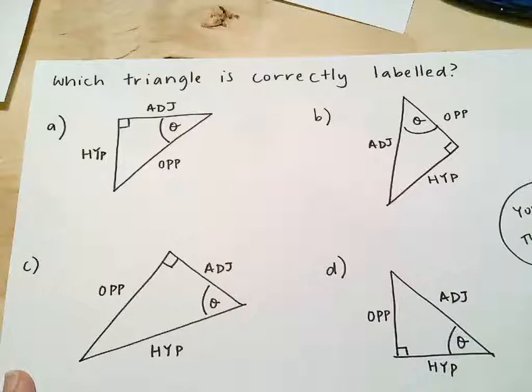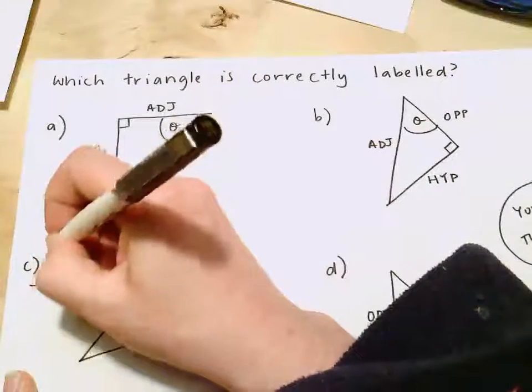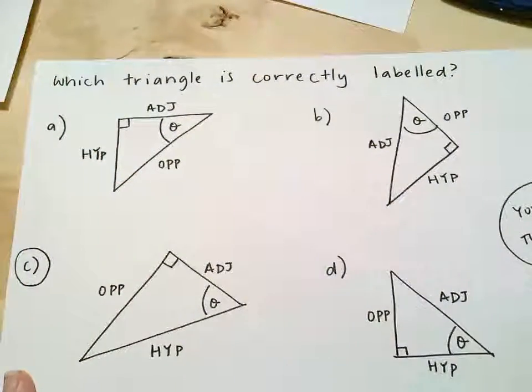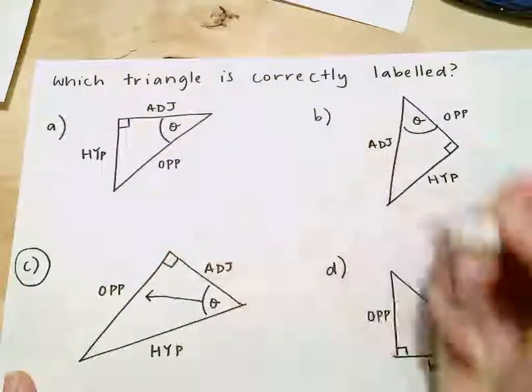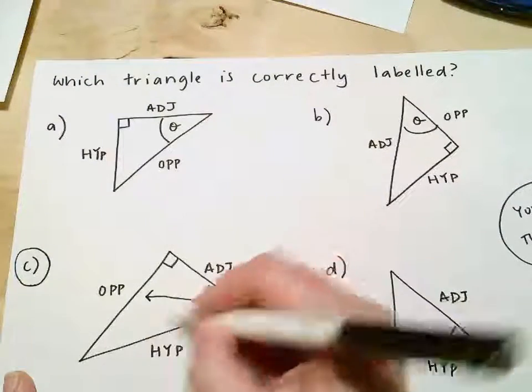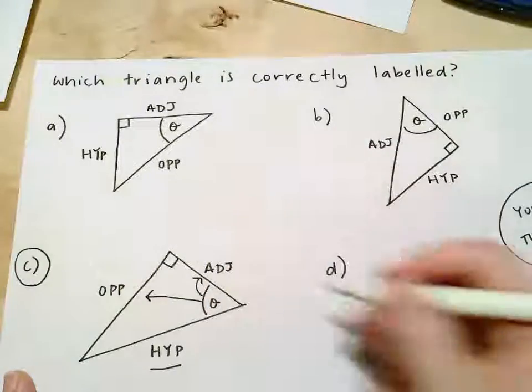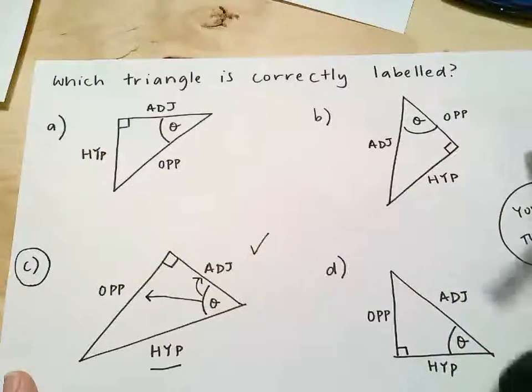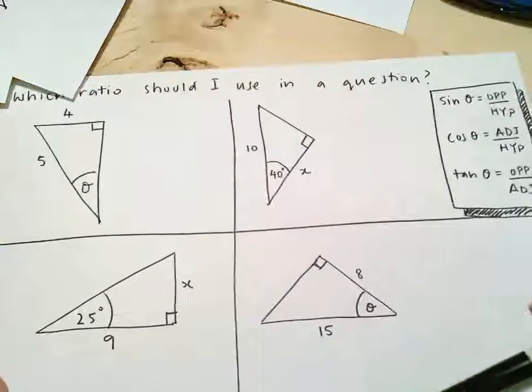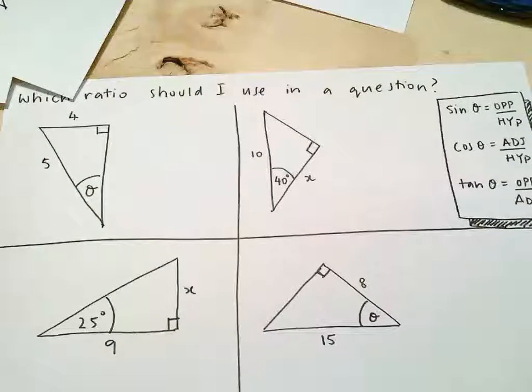Alright, hopefully you correctly identified that the correctly labelled triangle was triangle C, since this was opposite to the angle, this is my longest side, the hypotenuse, and this one is adjacent to the angle, so this is the correct answer. The next thing that you need to be able to do is work out which of the ratios, sine, cos or tan, you're going to use when you're given a particular question.